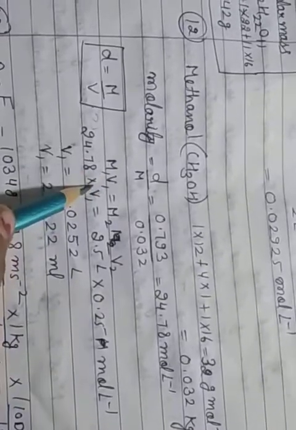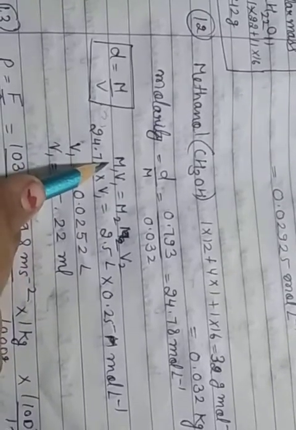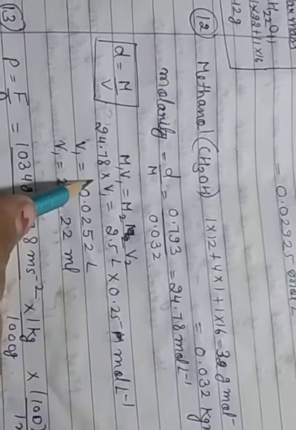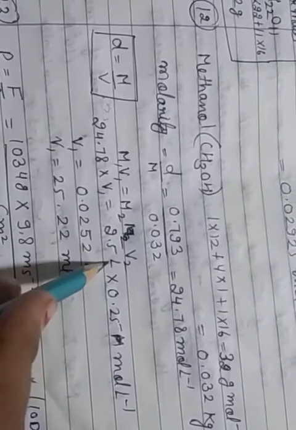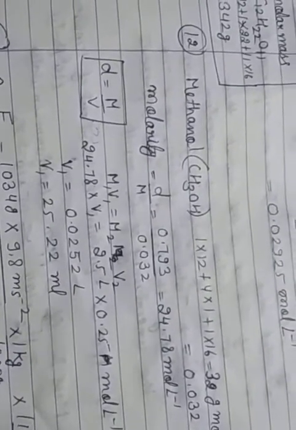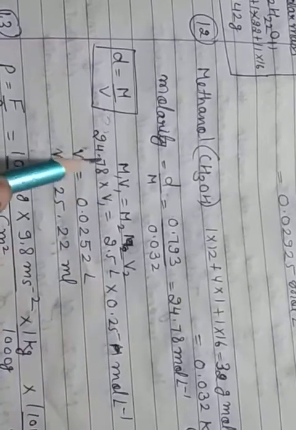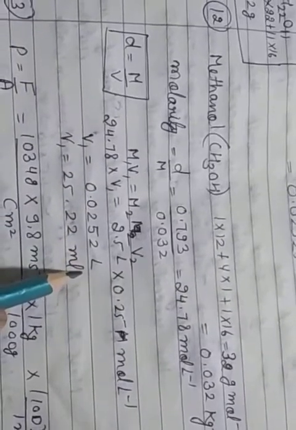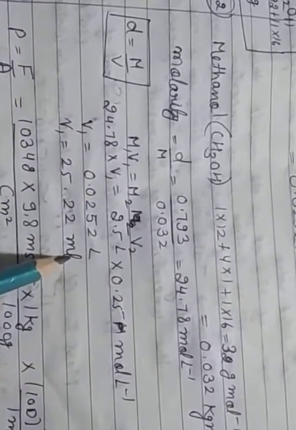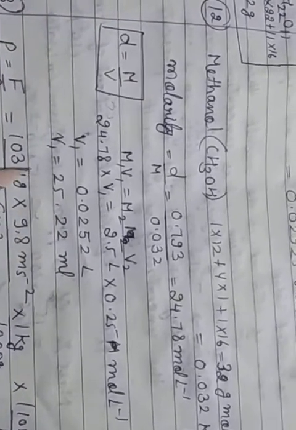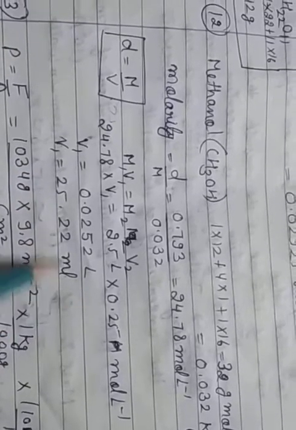Okay, so according to the formula M1 V1 is equal to M2 V2, 2 volume and 2 molarity. So M1 capital M we have to find 24.78, V1 we have to find, and then V2 2.5 liter given and molarity also given 0.25. So V1 is equal to this value divided by this 24.78, so 0.0252 liter comes, and then convert into the ml, so multiply by 1000. Okay, so V1 is equal to 25.22 ml comes.